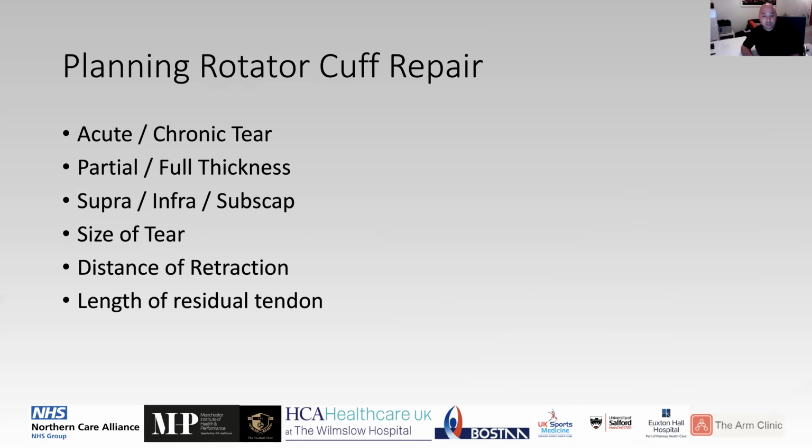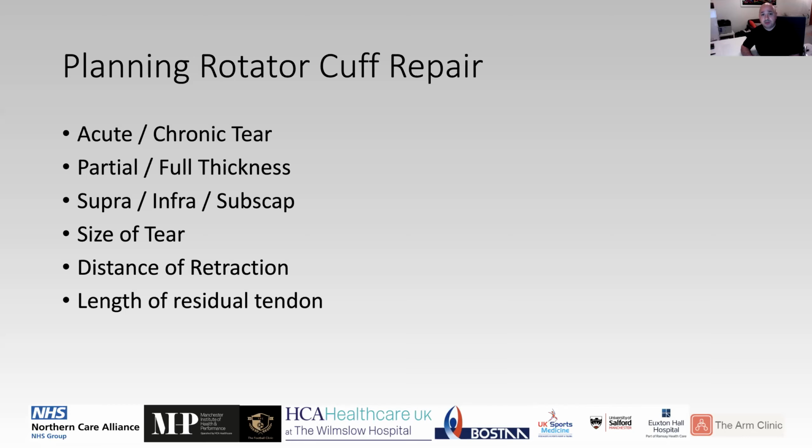I want to know if it's the supraspinatus, infraspinatus, or subscapularis, or a combination of all of them. I want to know the size of the tear, the length or the distance of the retraction of that tear. So what distance is it? Is it 1 centimetre, 2 centimetre, 3 centimetre, etc.? Is it beyond the glenoid? Because that's a very important feature as well.